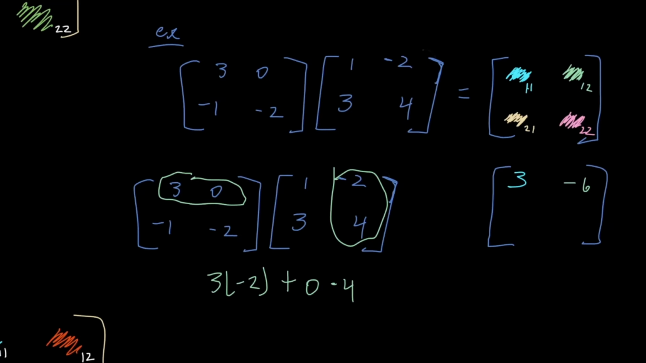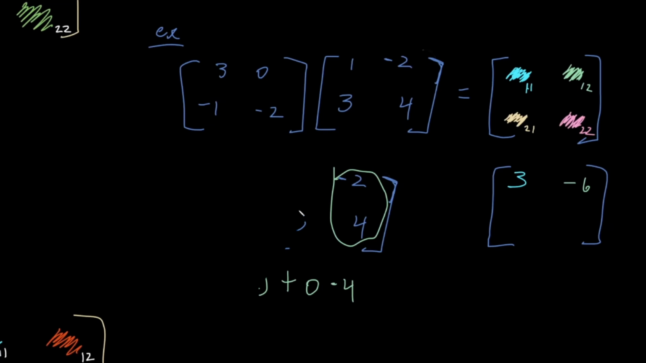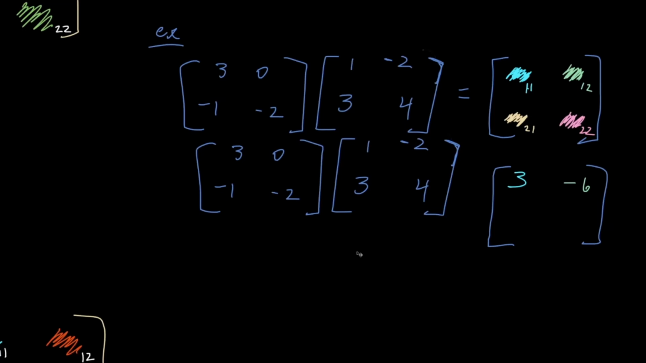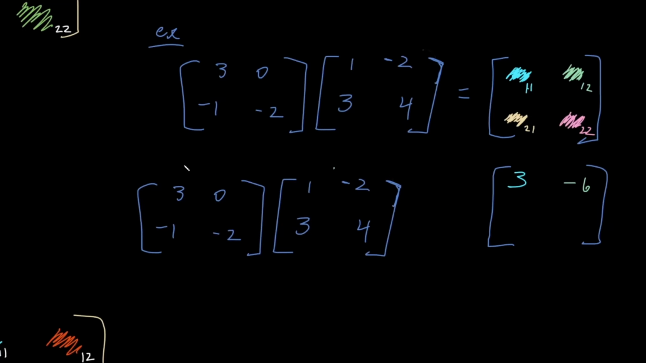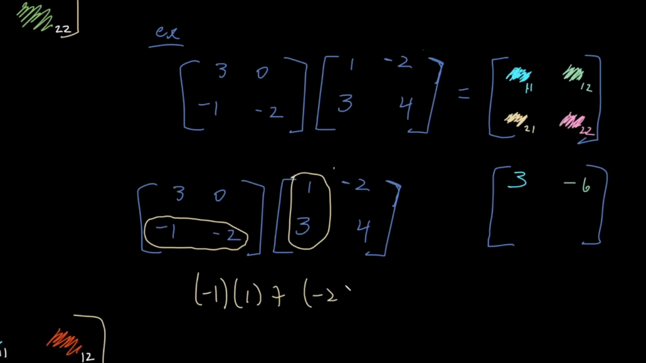So now we're ready to talk about yellow. Notice I'm moving from the top right to the bottom left. So I want to use the bottom and the left. So let's erase this and get our blank matrix back in. So we got bottom, left. So I get negative 1 times 1 plus negative 2 times 3. That is negative 1 plus negative 6, that's negative 7.